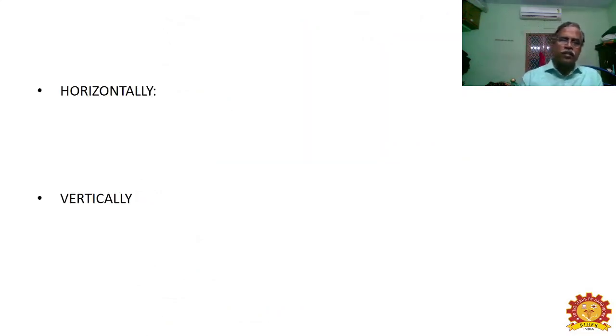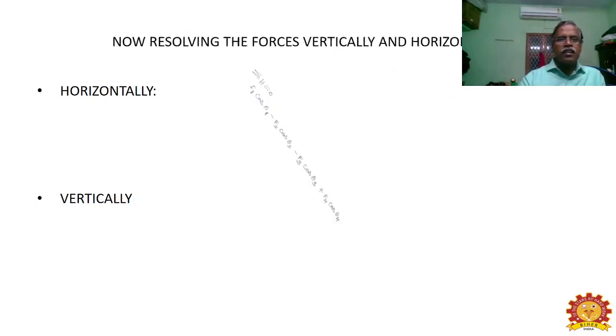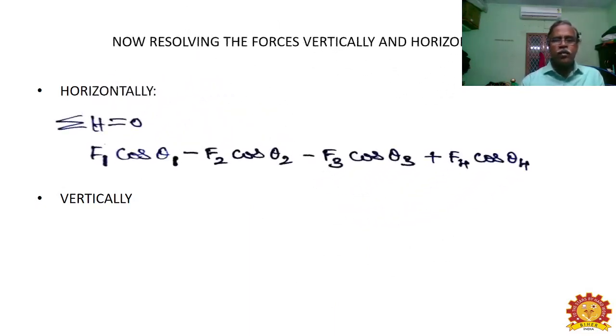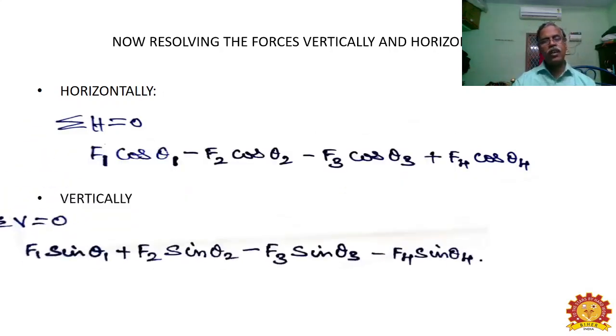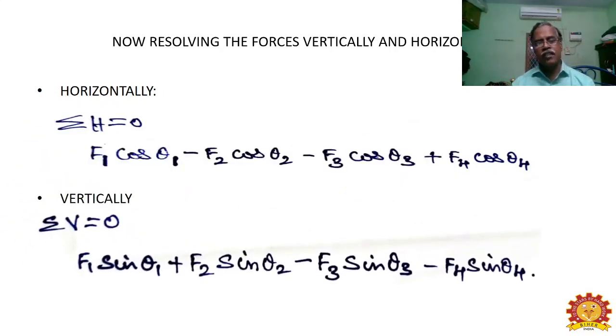Clear? Okay, fine. Now if you take this horizontally, you can see here very easily F1 cos theta 1 minus F2 cos theta 2 and minus F3 cos theta 3 and plus F4 cos theta 4 is equal to 0. Now similarly, if you take the forces vertically, you will get it as the same value. So one thing to notice is that if you are making all the angles with respect to the horizontal, all the sigma H values will become cos values, and all the sigma V values will be converted into sine values, in order to avoid the confusion. Remember, once again I am telling you.